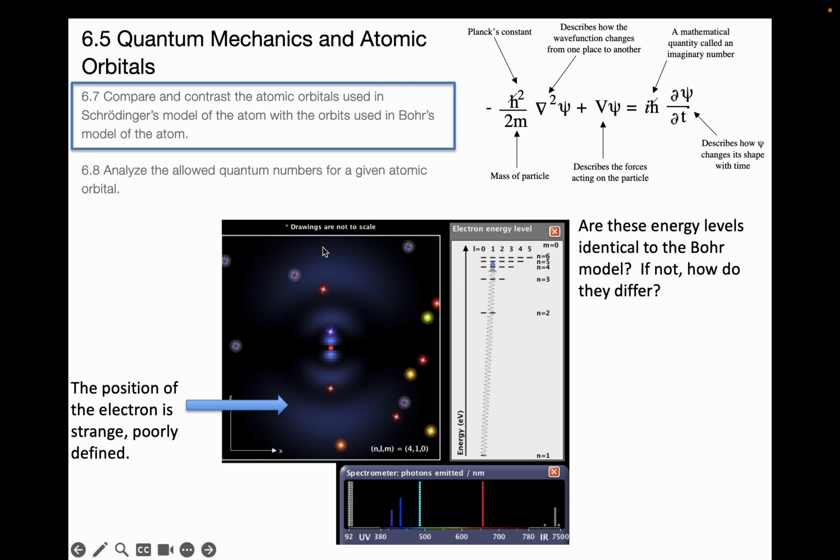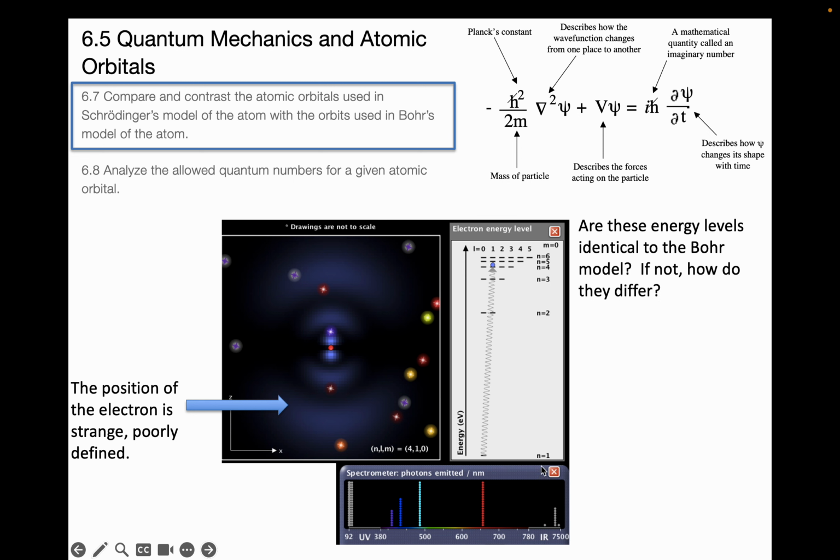So this first objective: compare and contrast atomic orbitals from Schrodinger's model with those from Bohr's model. Here's a depiction within our simulation for Schrodinger's model. We no longer have these distinct rings. The position of the electron is poorly defined. We see that strange description here, and we'll learn more about that. If we look at the energy levels, are these energy levels identical to the Bohr model? If not, how do they differ?